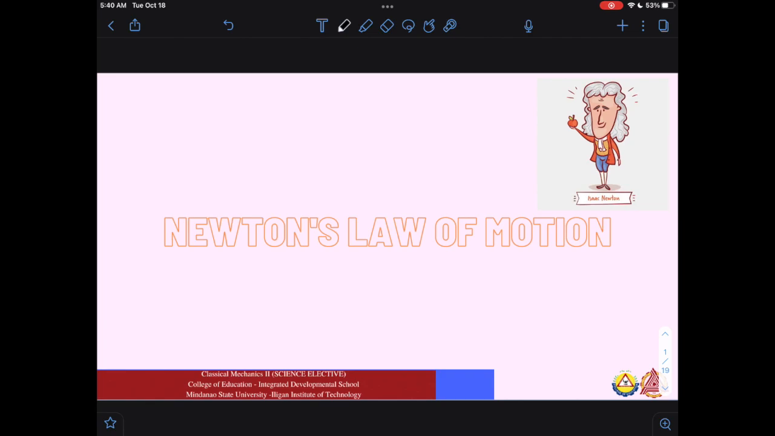Okay, good morning, everyone. During this session, you are going to learn about Newton's laws of motion, or specifically, the first law. But before going to the first law of motion, there are just some concepts that must be made clear to you for you to better understand the implication of the first law.